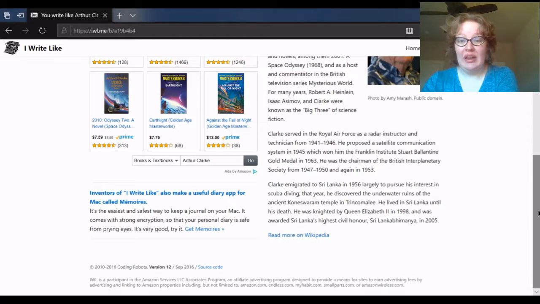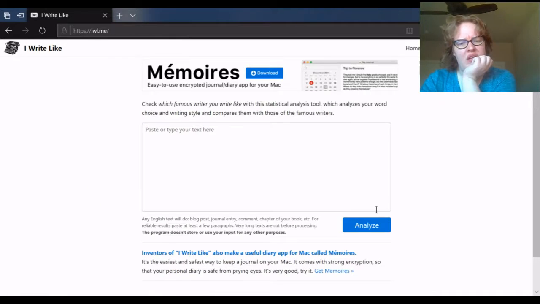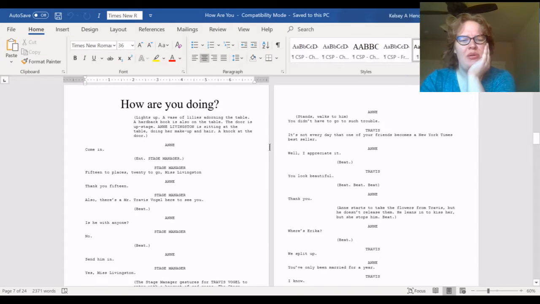Clarke immigrated to Sri Lanka in 1956, largely to pursue his interest in scuba diving. That year, he discovered the underwater ruins of the ancient Koneswaram Temple in Trincomalee. He lived in Sri Lanka until his death. He was knighted by Queen Elizabeth II in 1998 and was awarded Sri Lanka's highest civil honor in 2005. Okay, I'm not even going to attempt to pronounce that again. I'm not going to butcher it. He's had a bit of an exciting life. He discovered underwater ruins. Like, that's Indiana Jones level of cool.